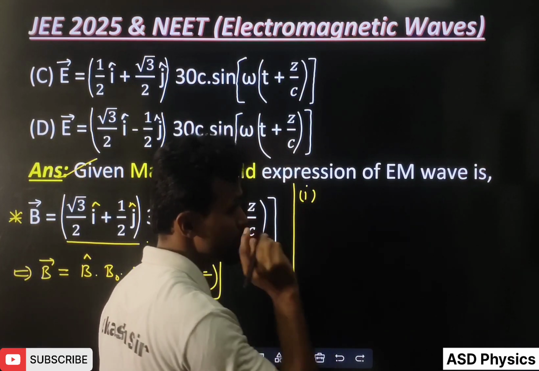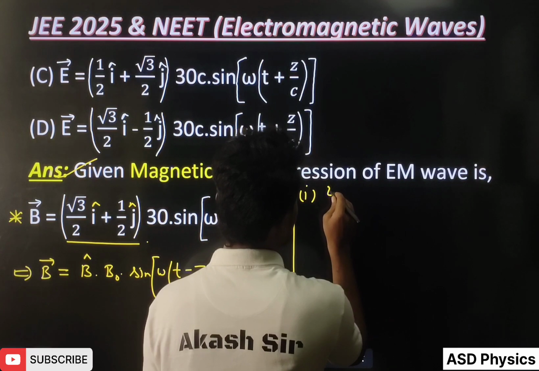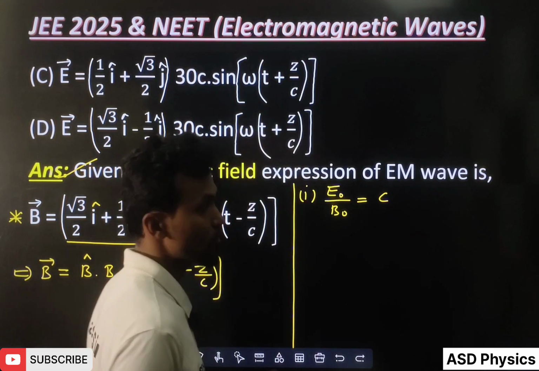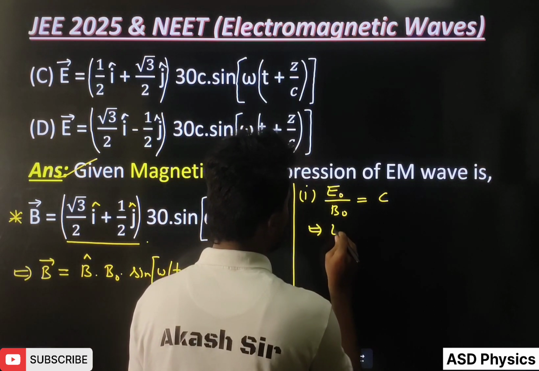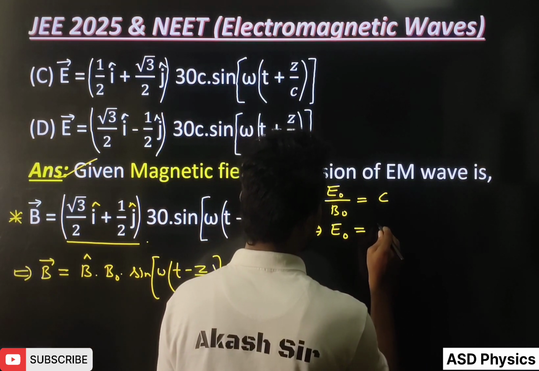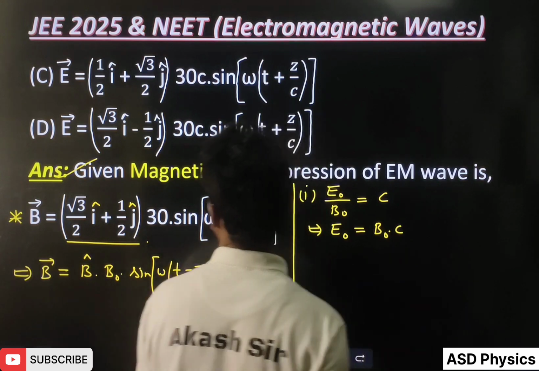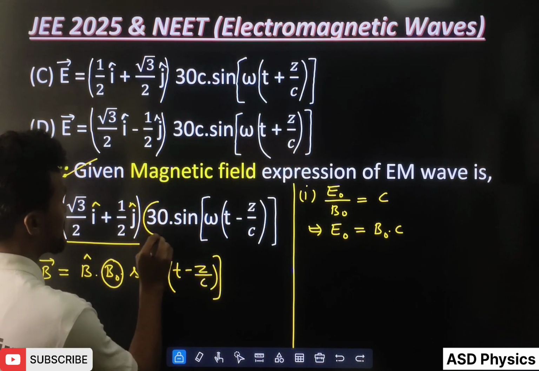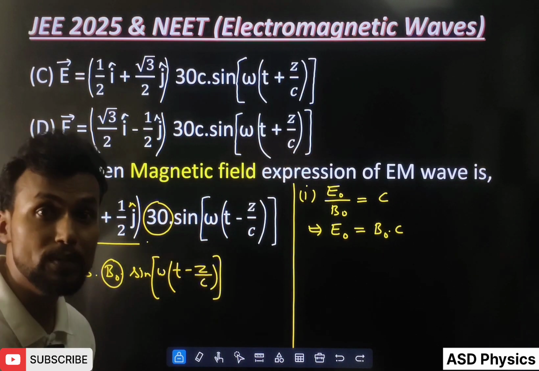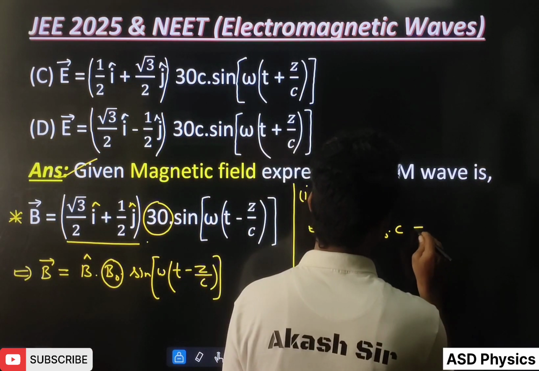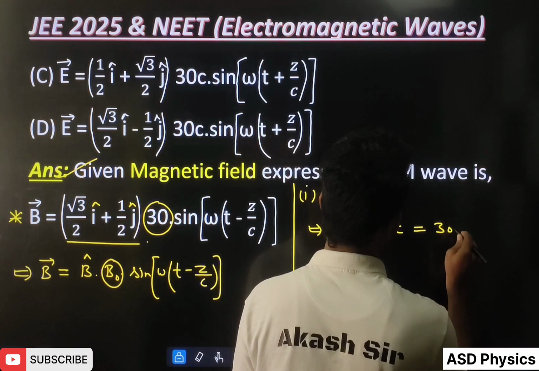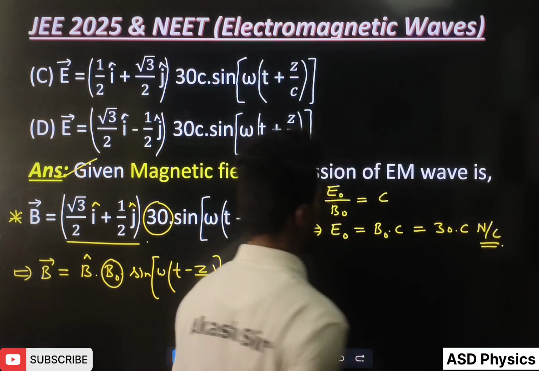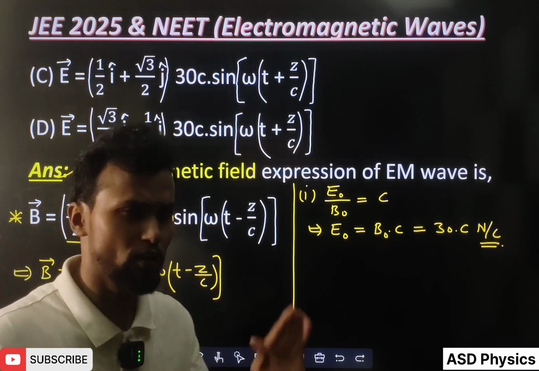Kindly see, remember that here we know that the formula is E naught by B naught is equal to C. Okay, this is the general formula. So if I calculate here the amplitude of the electric field, it will come B naught into C. If you compare here, this is the B naught, and this is the 30. That means the value of B naught is 30. So I can write here the value of E naught will be 30 into C. Unit, it will come anyhow, the Newton per coulomb. See, amplitude we have calculated, not at all problem.